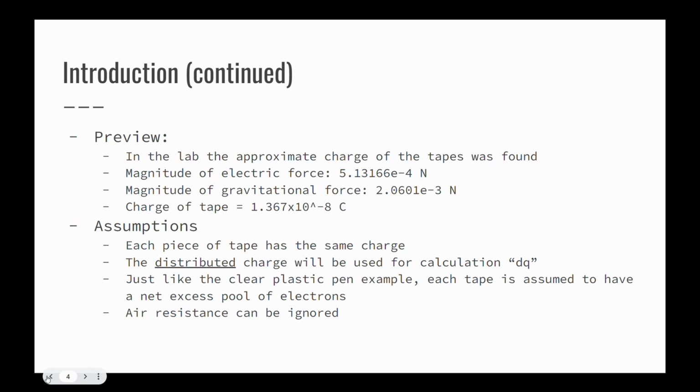Assumptions that had to be made were that each piece of tape had the same charge. The distributed charge will be used for the calculation, dq, that's the tiny bit of charge in each individual point charge that we are calculating with. And that overall each tape is negative, and that air resistance can be ignored.